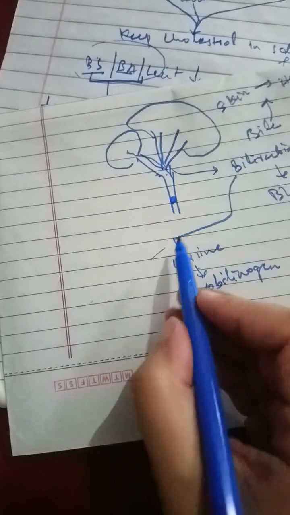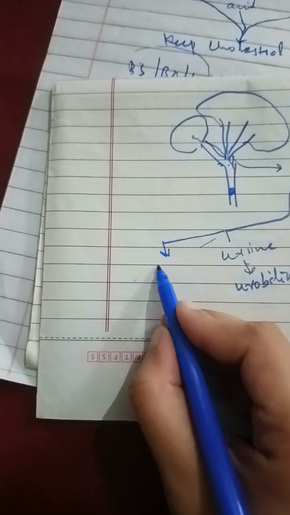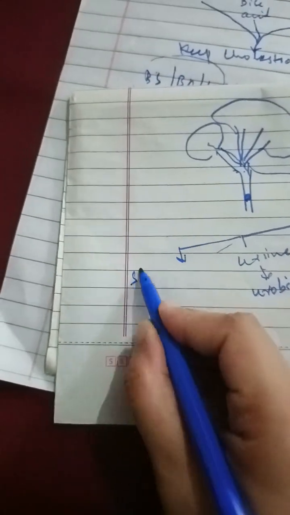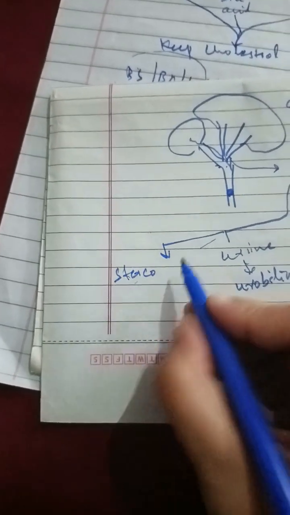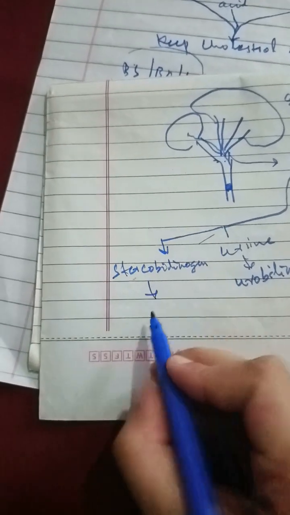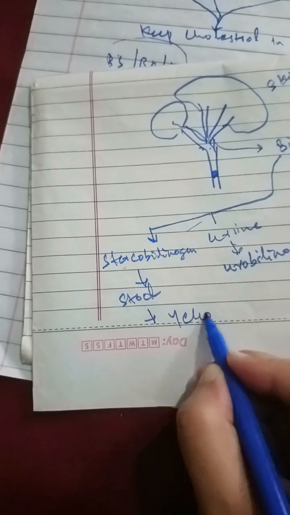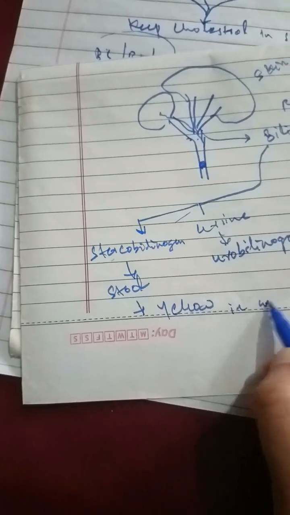And most of the bilirubin from the common bile duct enters the duodenum, then the small intestine, then the large intestine, in which it is converted into stercobilinogen. This stercobilinogen is excreted in the stool, due to which the stool is yellow. Normally, the stool is yellow in color.